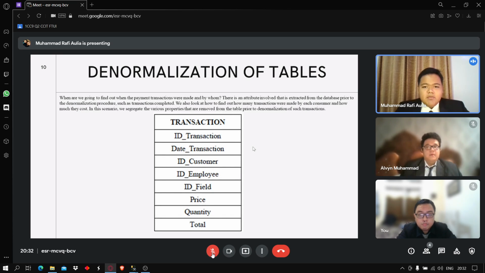Here's the denormalization of tables. When we are going to find out when the payment transaction was made and by whom, there are attributes involved that are extracted from the database prior to the denormalization procedure, such as transaction complete. We also look at how to find out how many transactions were made by each consumer and how much they cost. In this scenario, we separate the various properties that are removed from the table prior to denormalization, such as transaction. There's the transaction table: ID transaction, date transaction, etc.